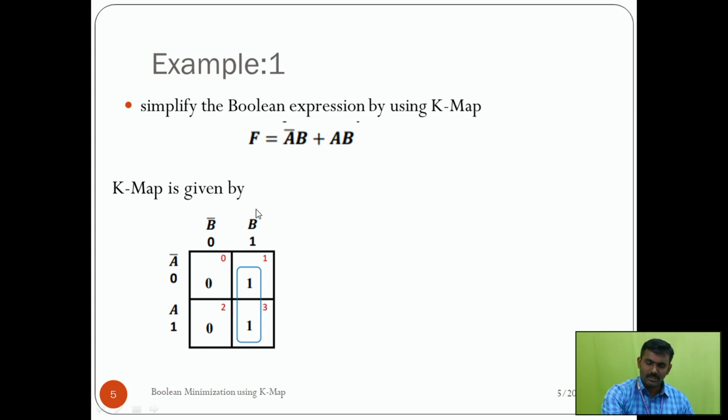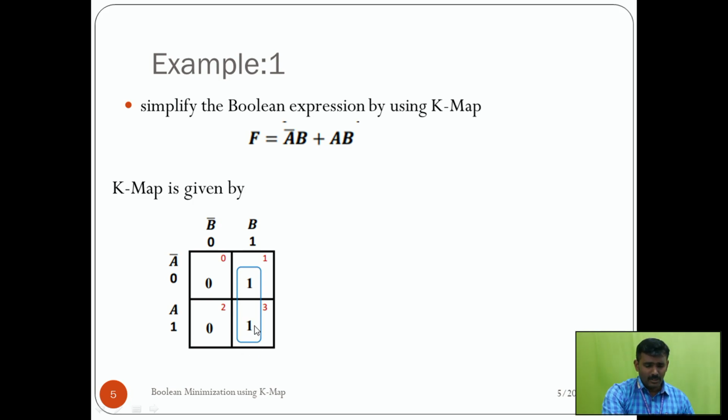What about b? B is common. Therefore by using this kind of thing, we are going to simplify it. Okay, so here we are mapping a bar b and a b. Therefore we are grouping like this. Okay, we need to group like this, right?